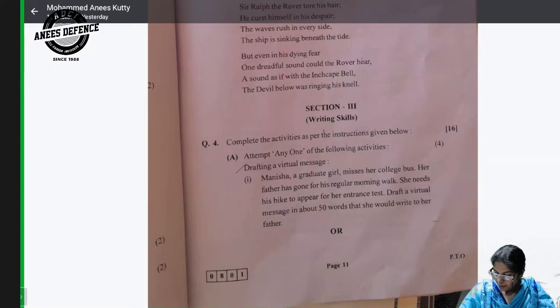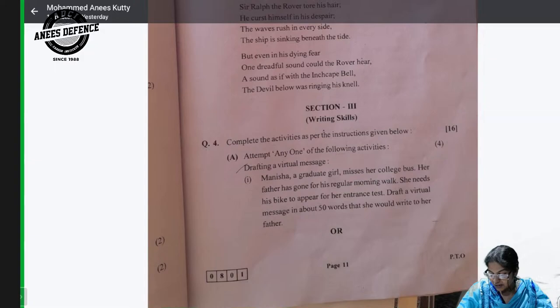I hope you're enjoying your morning walk. I missed the college bus and have an entrance exam to take. Could I please use your bike? I'll be careful. It's important for me, for my future. Thanks a ton. Love, Manisha."